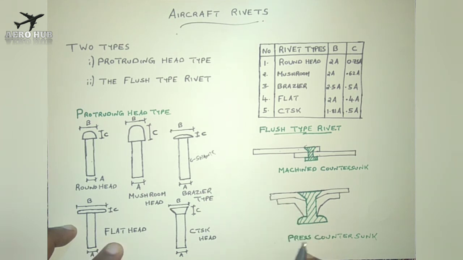There is also something called press countersunk. This is another type of flush type rivet, and it is also used in aircraft applications. In the next lecture we will see how to design the rivet, and also how rivets fail, the different types of failure modes for rivets.